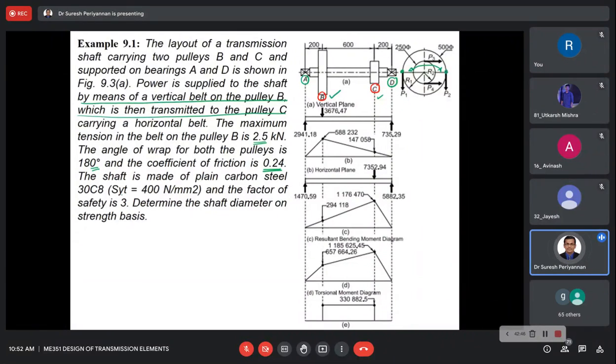Now they have given the SYT yield strength value, 400 Newton per mm square, and the factor of safety is 3. Now determine the shaft diameter based on strength.